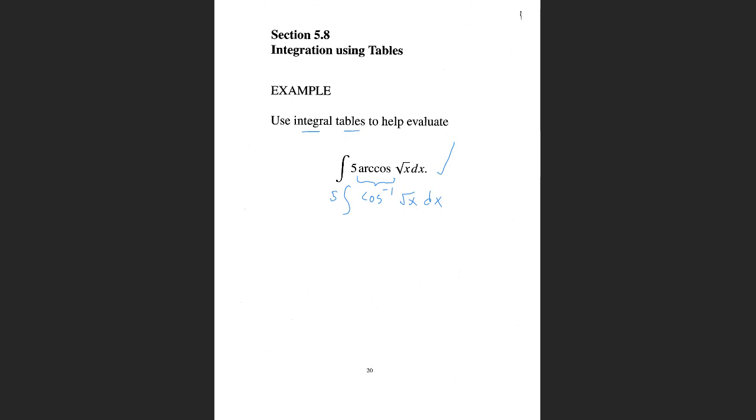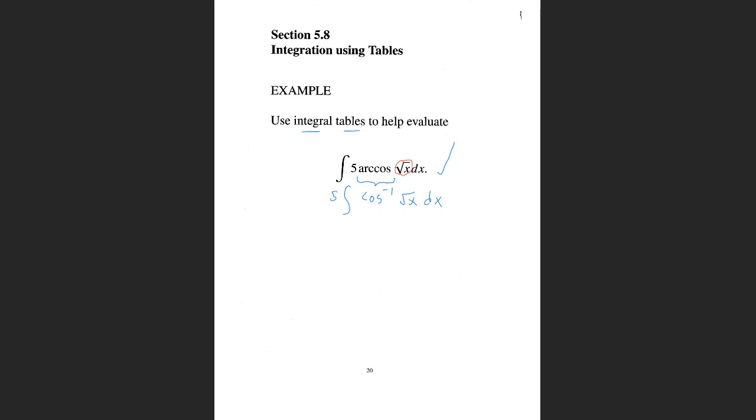Sandia is saying, let u equal the arc cosine of the square root of x. So you're recognizing a substitution is going to have to be made. I would be more comfortable with my substitution just being the square root of x. Your substitution, you want it to be an easy one.